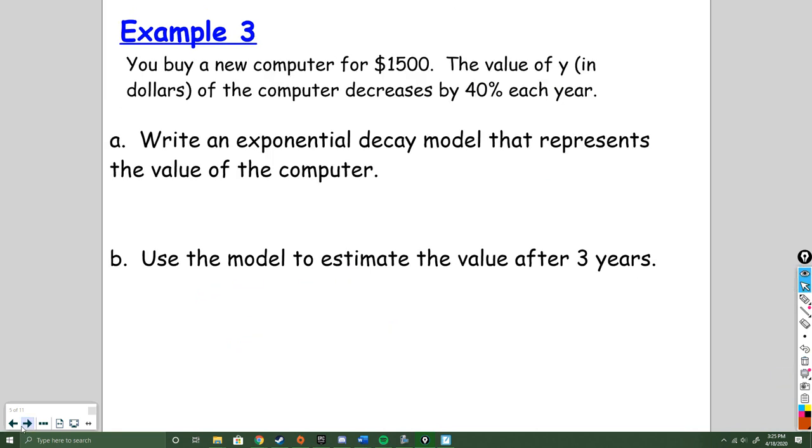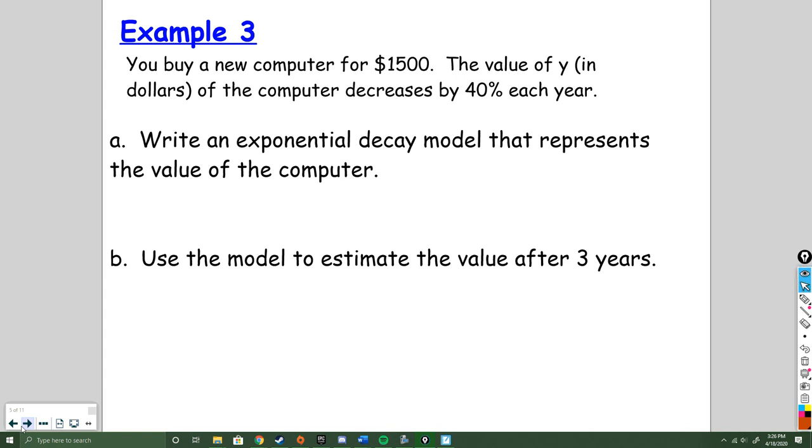All right, in example 3, you buy a new computer for $1,500. The value y in dollars of the computer decreases by 40% each year. Write an exponential decay model that represents the value of the computer. Then use the model to estimate the value after 3 years.